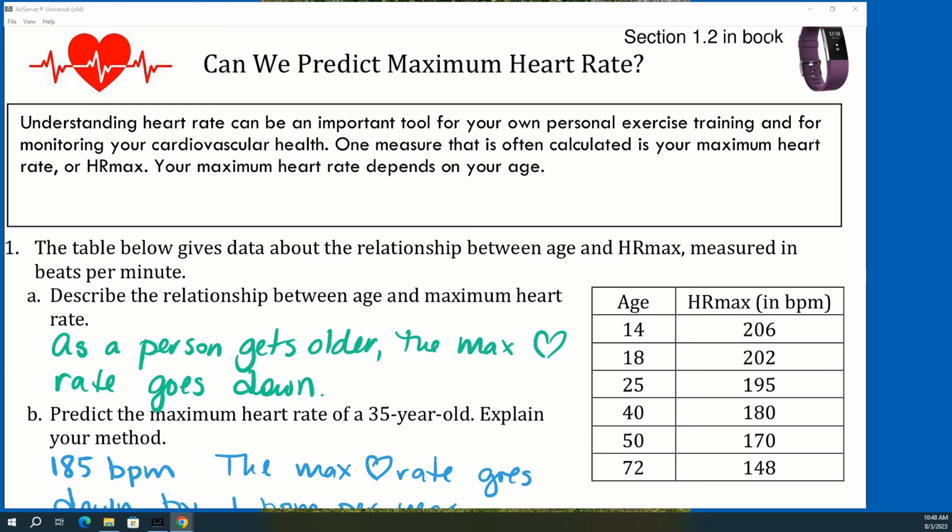Okay, so on this activity, there's a relationship between the maximum heart rate and someone's age. Which one of those do you think is the independent variable, and which one do you think is the dependent variable? Does the heart rate depend on the age, or does the age depend on the heart rate? The heart rate depends on the age. So we're going to say, this little box, the age is the independent variable.